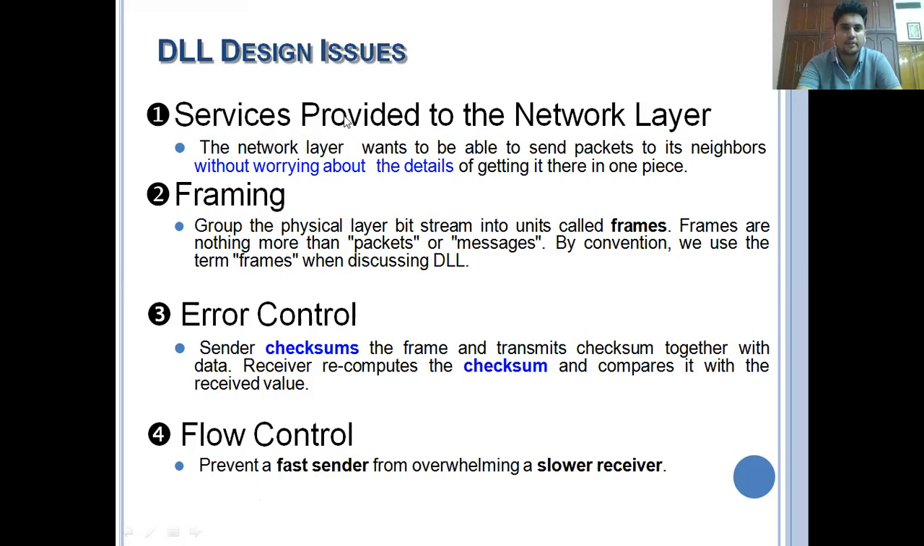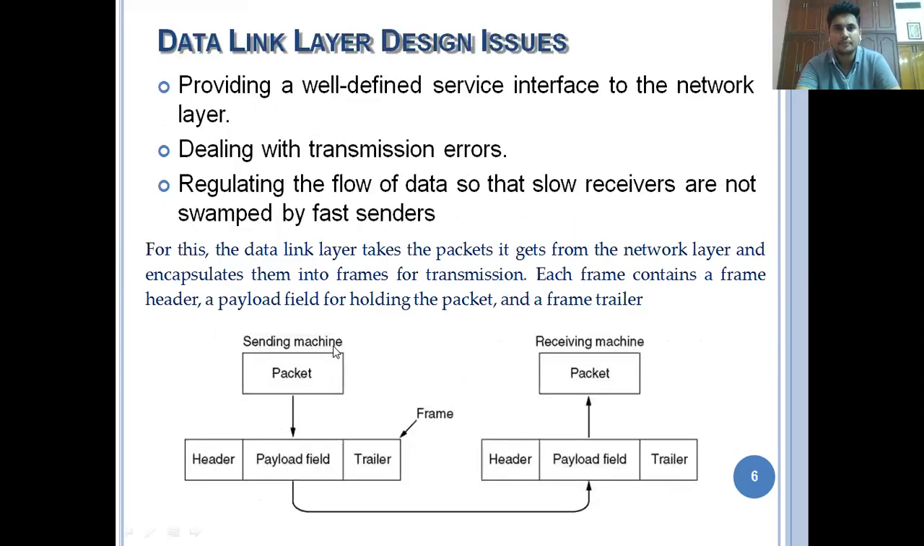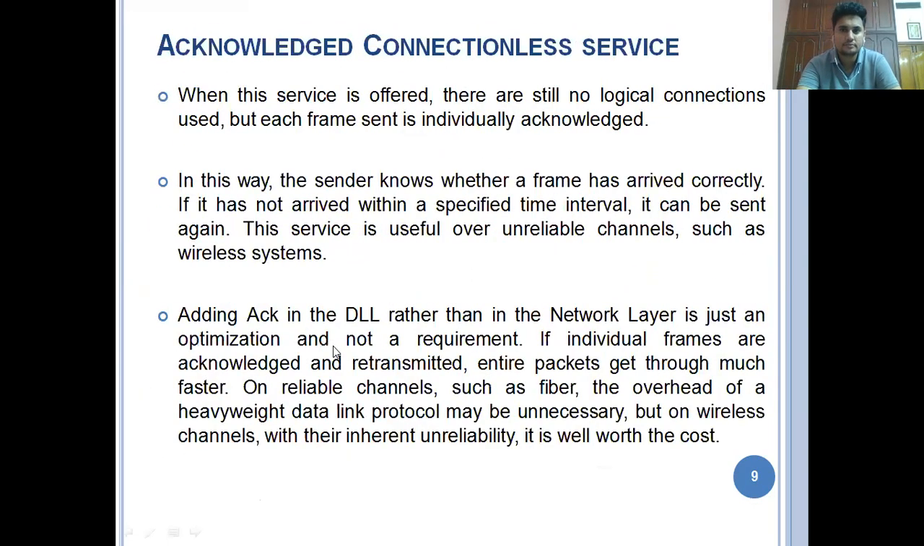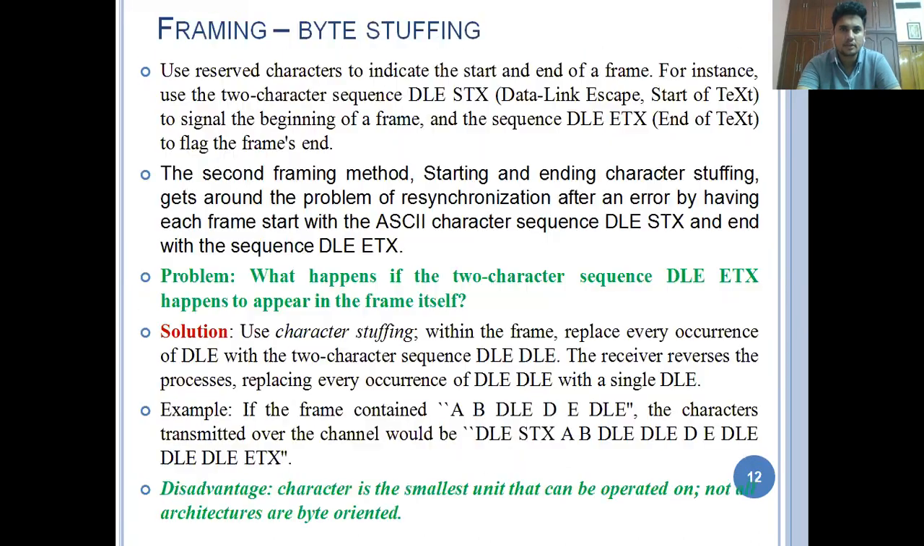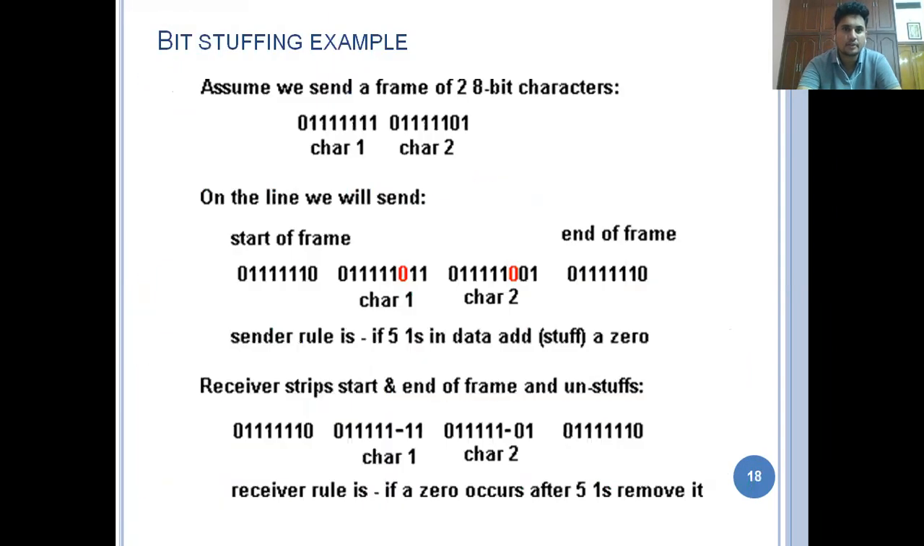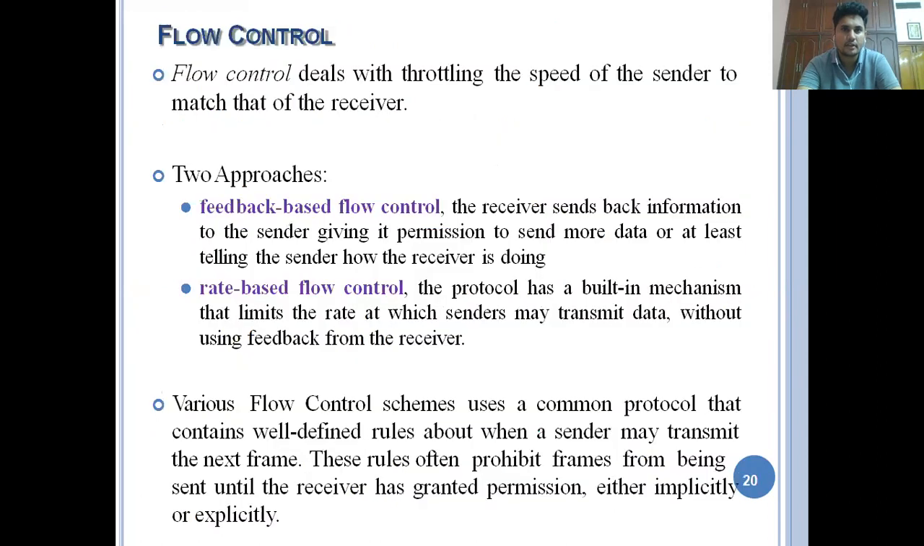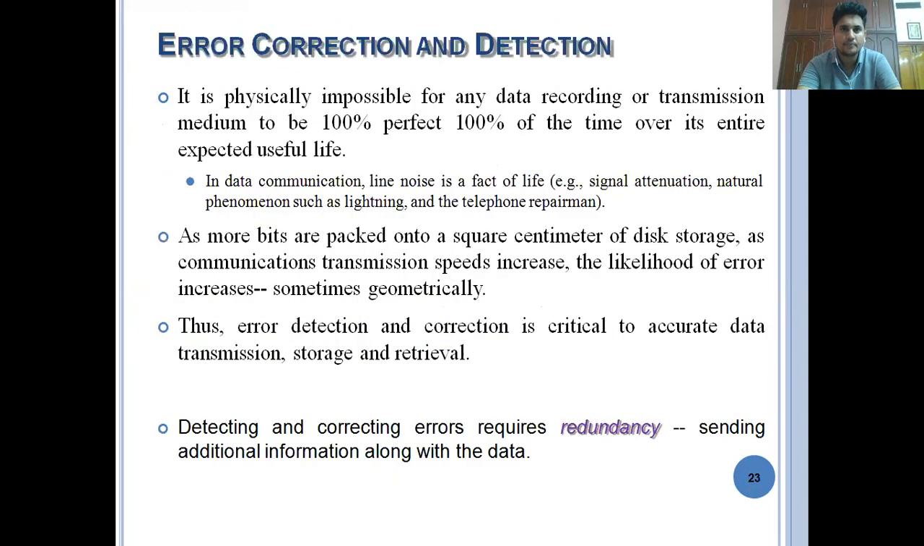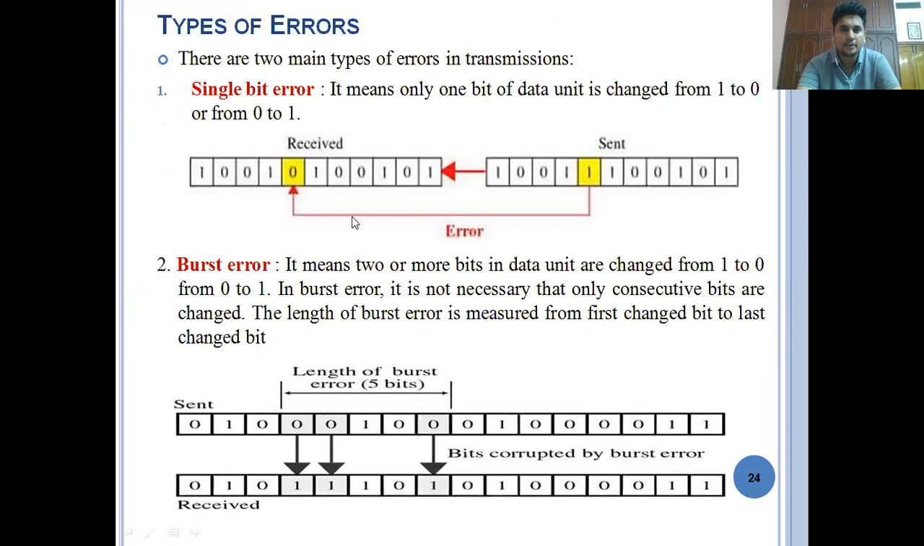We covered how it provides services to the network layer, what is meant by the framing concept, what is meant by bit stuffing and character stuffing, and how we control errors by using acknowledgement techniques and flow control techniques. So that is what we covered in the past videos: stuffing, error control, flow control, error correction and detection techniques, and types of errors.